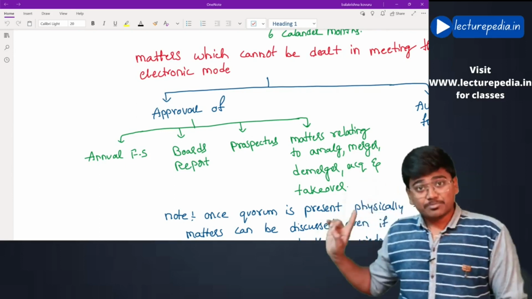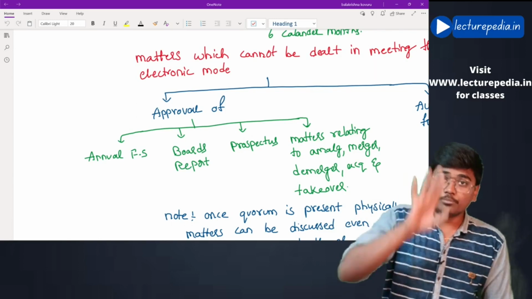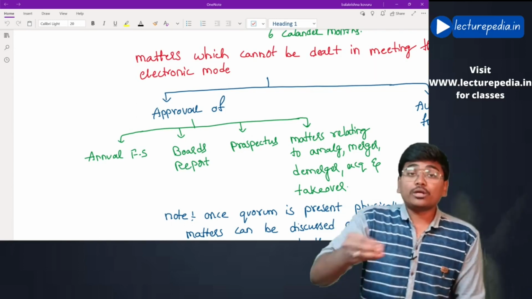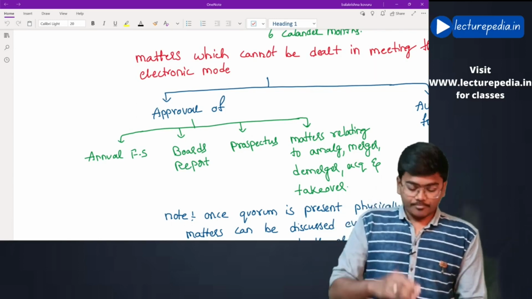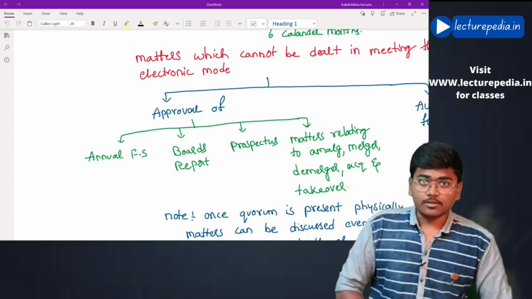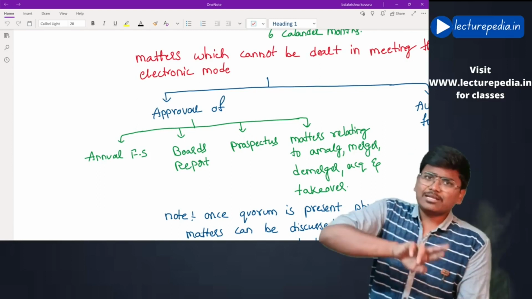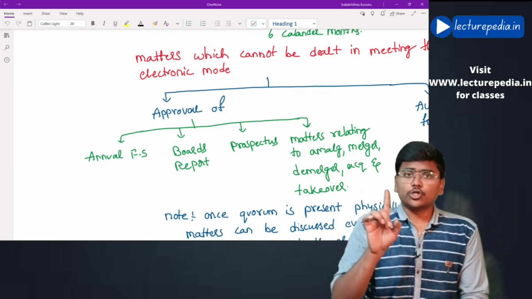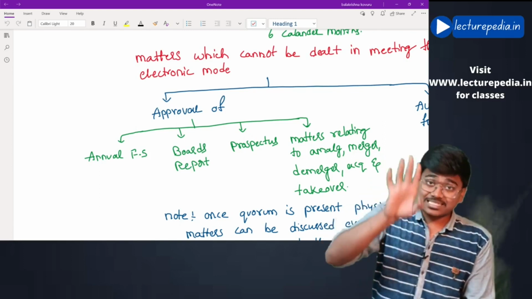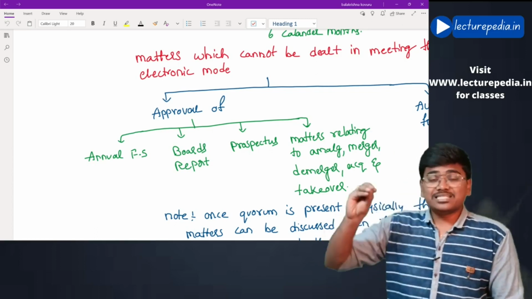However, these matters can be discussed at such a board meeting provided quorum is present physically. Okay, the quorum is 1/3 of the total directors. If such 1/3 of total directors have attended the meeting physically and the balance directors are participating through video conferencing mode, then in such case these matters can be discussed at such meeting.